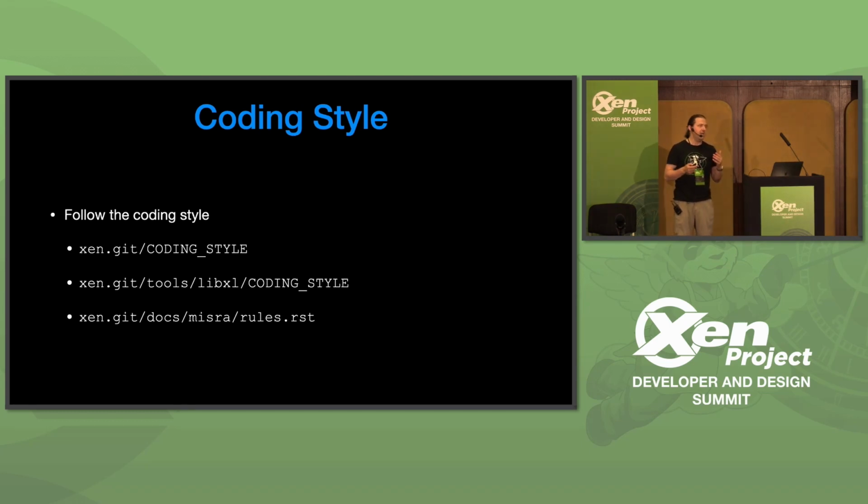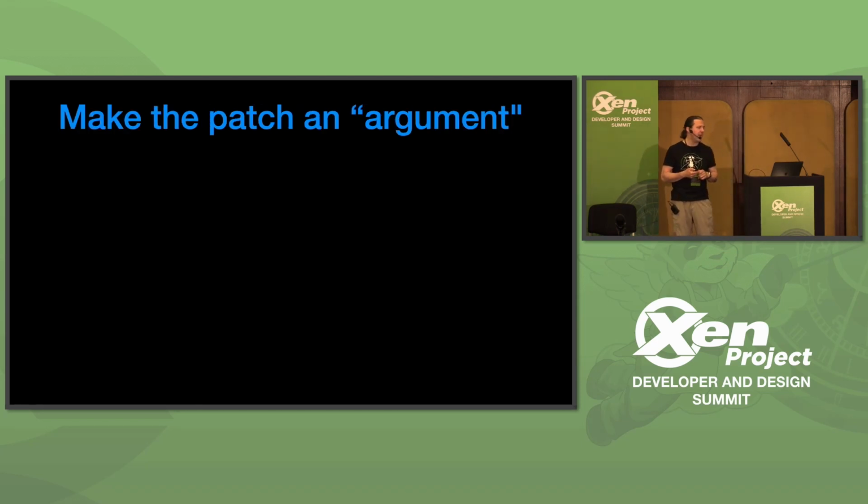So some of these you may have to kind of fault in, as it were, like, you know, maybe I have to tell you as we're going along. But if you scan through the MISRA rules, you can find out the kind of things that we've committed to try to do. Try to make the patch an argument, okay?